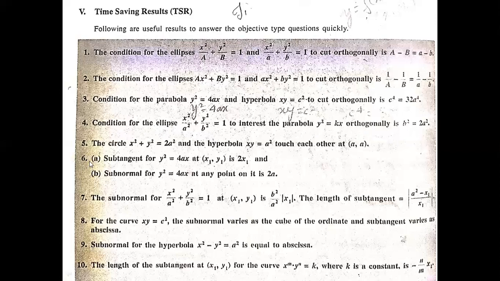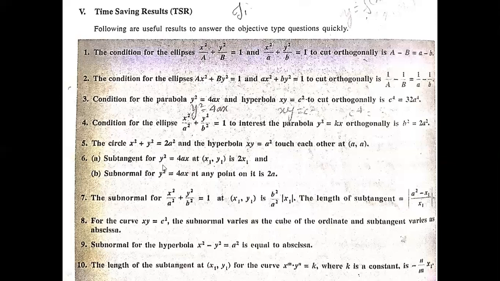And the fifth one, the circle x² + y² = 2a² and the hyperbola xy = a² touch each other at (a, a). Okay. Sixth one, the subtangent for y² = 4ax at (x1, y1) is 2x.